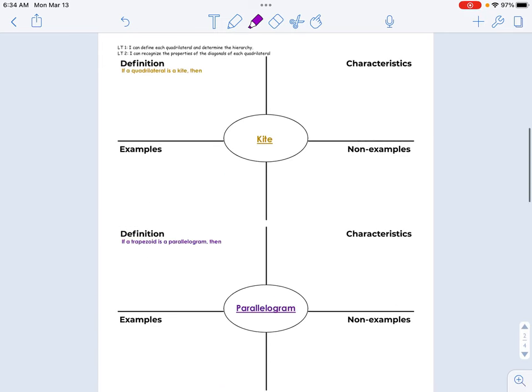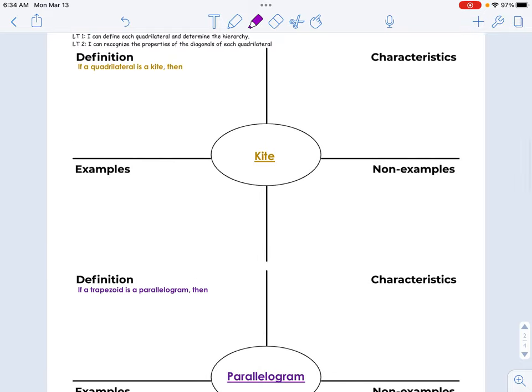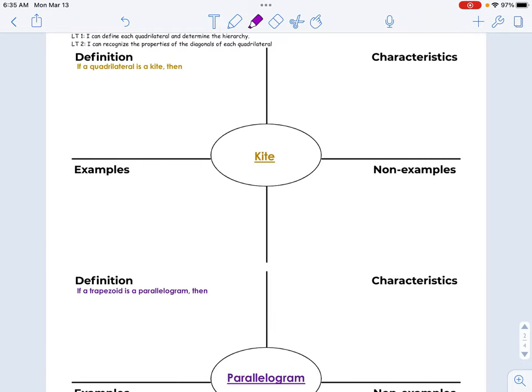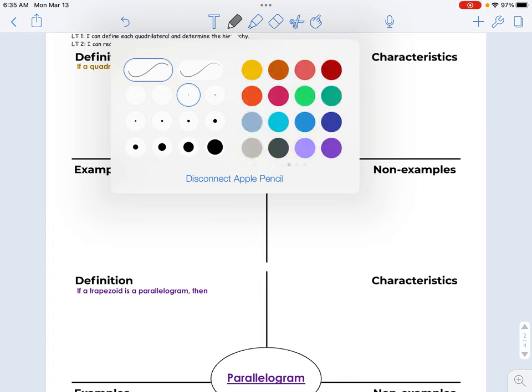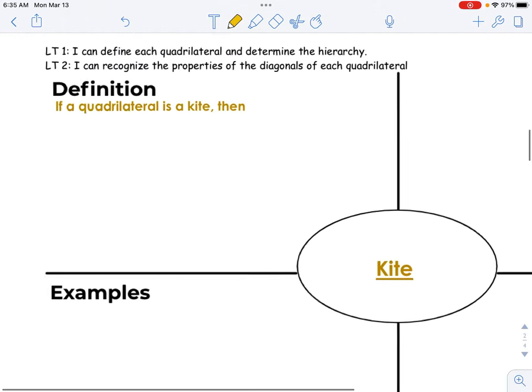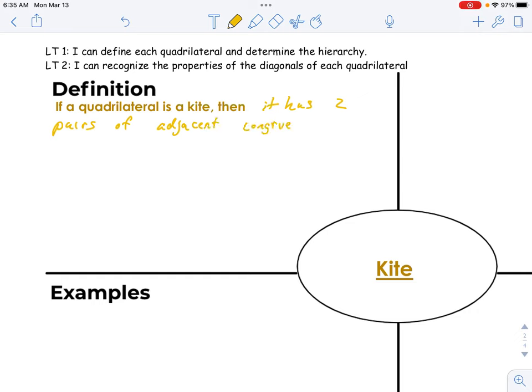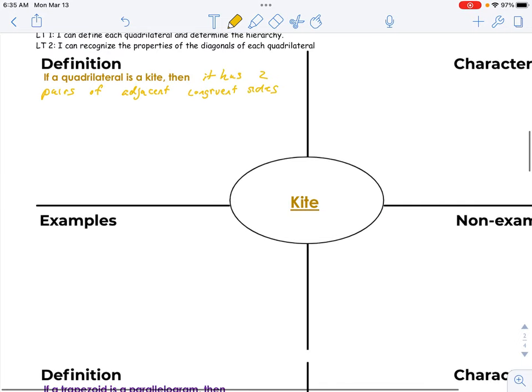Alright, now let's move on to the kite. Alright, this is a kite right here. Then it has 2 pairs of consecutive or adjacent congruent sides. All right, what do I mean by that? I always like just to start drawing the examples.